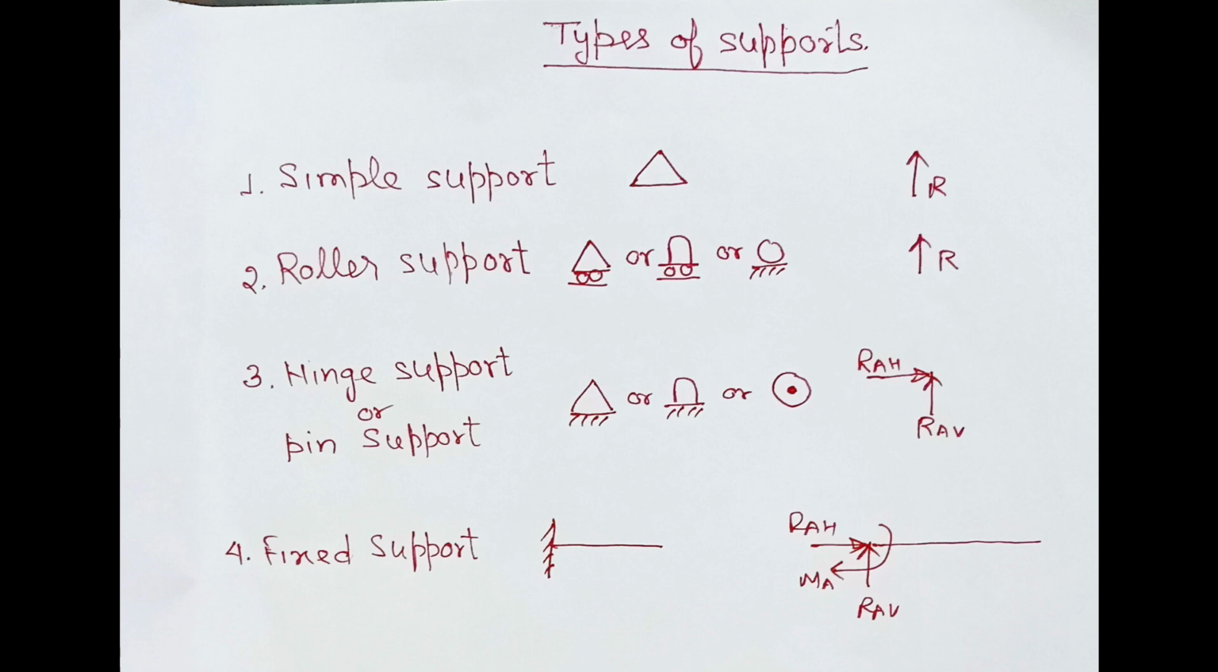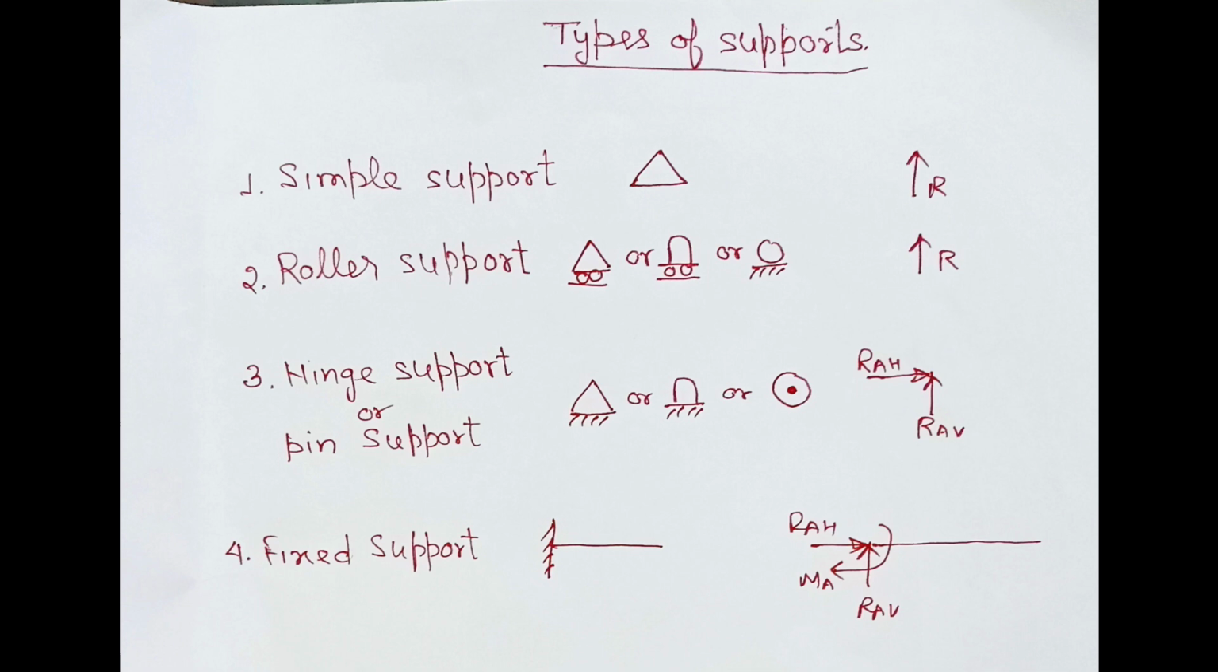Then we have fixed support. You can see in case of a beam with vertical hatching, this is called fixed support. So when we have a fixed support, we draw one vertical reaction, one horizontal reaction and one moment: RAH, RAV and MA.